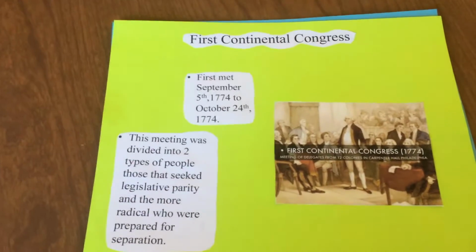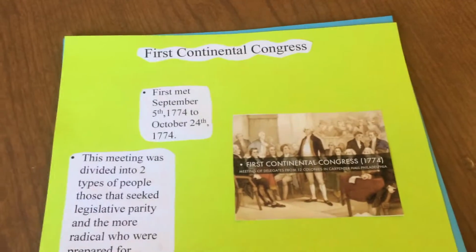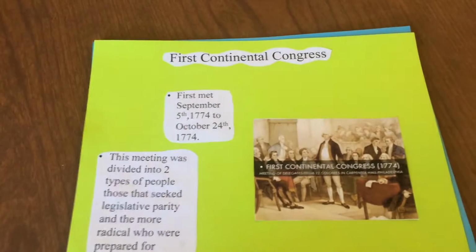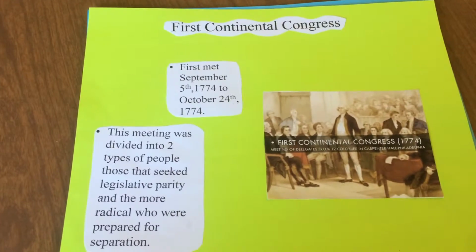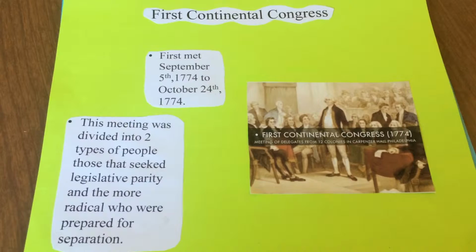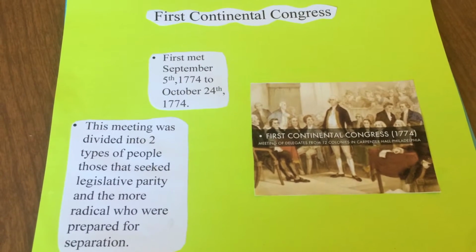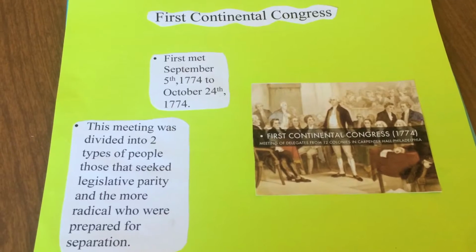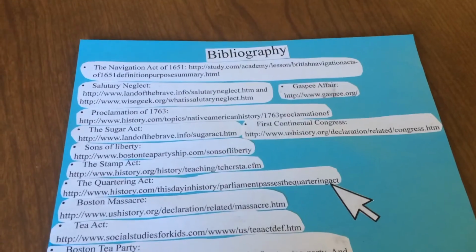The First Continental Congress took place from September 5, 1774 to October 24, 1774, in Carpenter's Hall in Philadelphia. One of the main ideas of this meeting was to find a way to get the King and Parliament to see the grievances of the colonies. The meeting was divided into 2 types of people: those that sought legislative parity and those that were more radical, who wished and were prepared for separation from England.